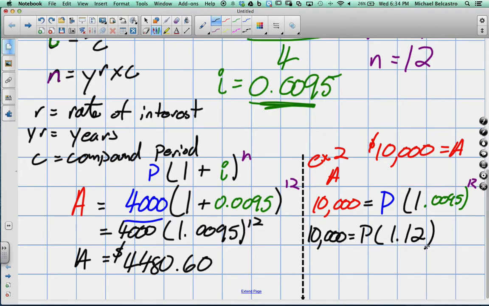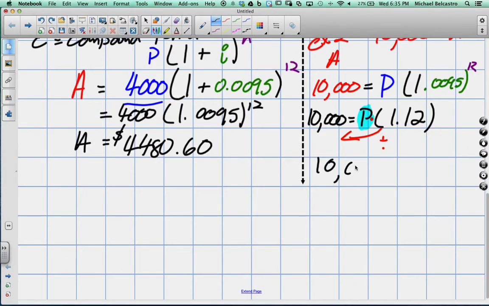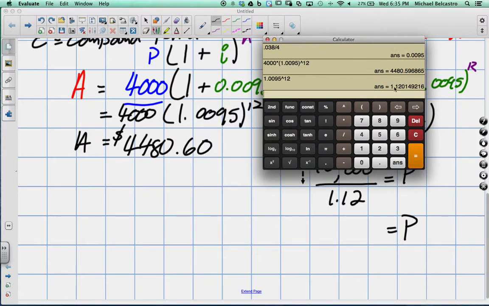The goal is to isolate for which variable? P. So how do I move 1.12 to the other side of the equation? The brackets actually mean P times this. Because it's multiplication, when I move it over, what operation will I need to use? Division. That's right. We need to divide when we get to the other side. So this will read 10,000 divided by 1.12 is equal to P. So our original principal, we'll divide these values and find out.